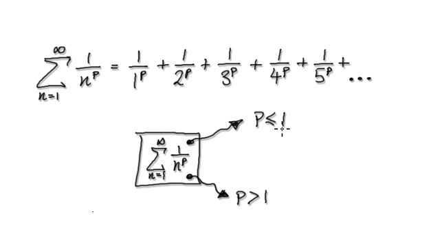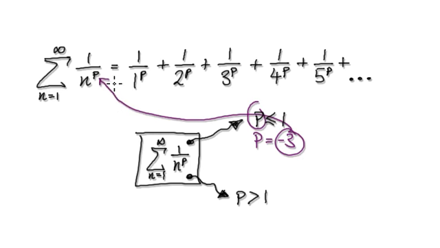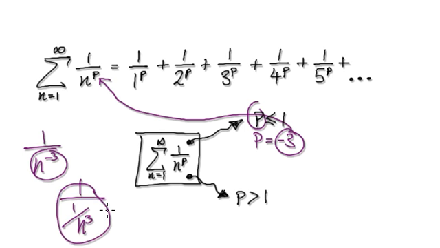When P is less than or equal to 1, let's say P is negative 3. Negative 3 is less than 1, so we would put this in here. You would have 1 over n to the power of minus 3. Well, this is really 1 over 1 over n to the power of 3, and if we tidy this up, it becomes n to the power of 3.